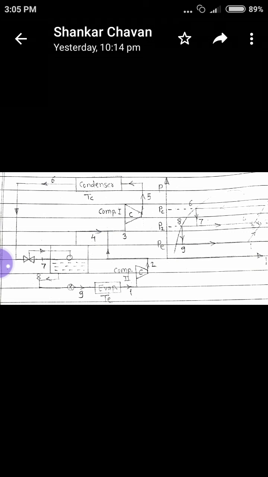So with the help of this flash chamber, there are two advantages. First one is the size of the evaporator decreases, and as the size of the evaporator decreases, the cost of the system decreases. And the second advantage is what? In second stage compression, volumetric efficiency increases and compressor work decreases. So with the help of this flash chamber, the coefficient of performance increases to some extent.